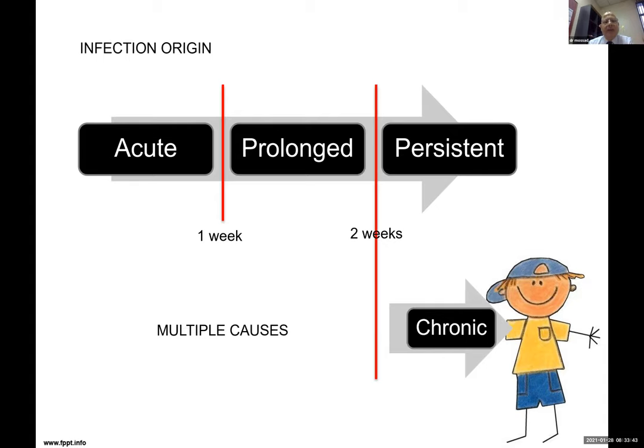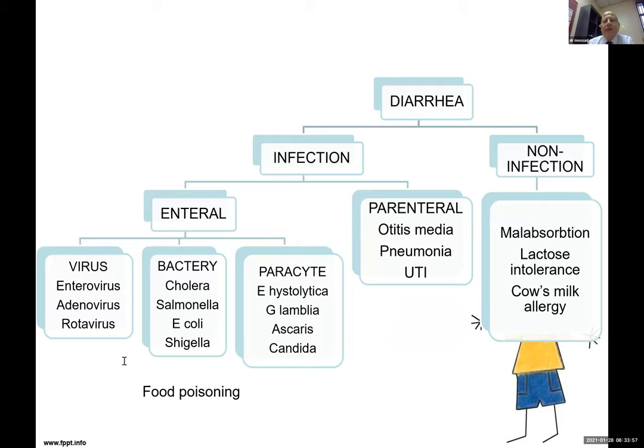So now we can understand that acute diarrhea, a prolonged one, okay, can sometimes be resistant and determined to be chronic, and each one has its own causes. So let us see now, diarrhea can be infectious or non-infectious, okay? The infectious one can be enteral or parenteral. What is the difference between enteral and parenteral? Enteral involves the gut, so parenteral is outside the gut? Yes, I mean this is a part of systemic disease. An important example written here like otitis media, pneumonia, UTI, like dengue fever.